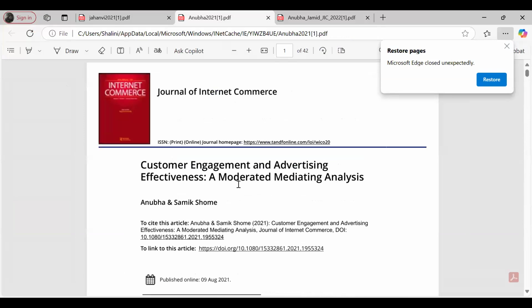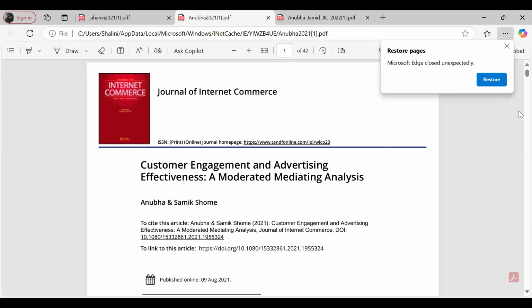If you look at this topic, customer engagement and advertising effectiveness, a moderated mediating analysis. Suppose you are also working on customer engagement or advertising effectiveness. So you will go to any of the databases and draw a paper on either customer engagement or advertising effectiveness. It need not be that you have both scales in one paper. So you arrange your literature review in one folder for customer engagement and another for advertising effectiveness. And then you see what kind of scales are available.